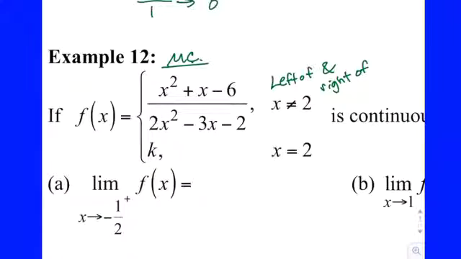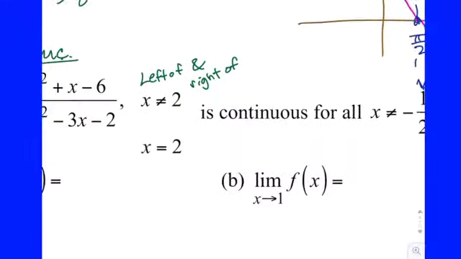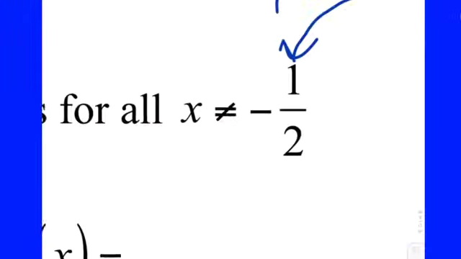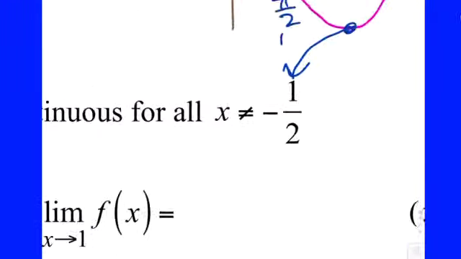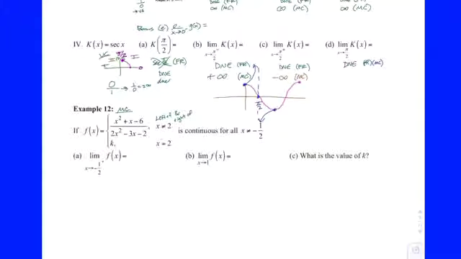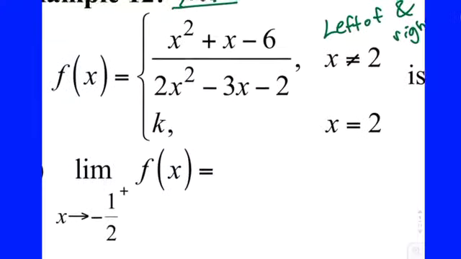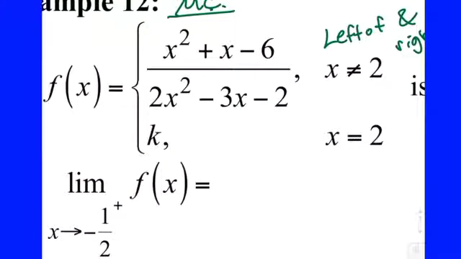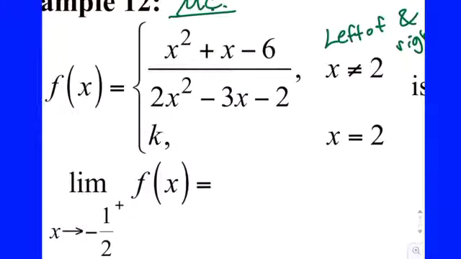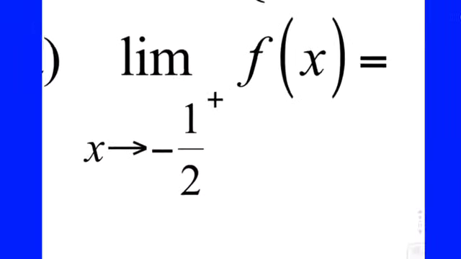So what are we going to do with that? Well, it says that that function is continuous for all x except at -0.5, and I'll explain why. Now it says to answer these questions. What is the limit as x goes to -1/2 from the right? Well, which piece are we using when x is -1/2, the top or the bottom? Is -1/2 2 or not 2? It's not 2, so we're using the top. We're using the top piece everywhere except at 2, including way over there at -1/2.